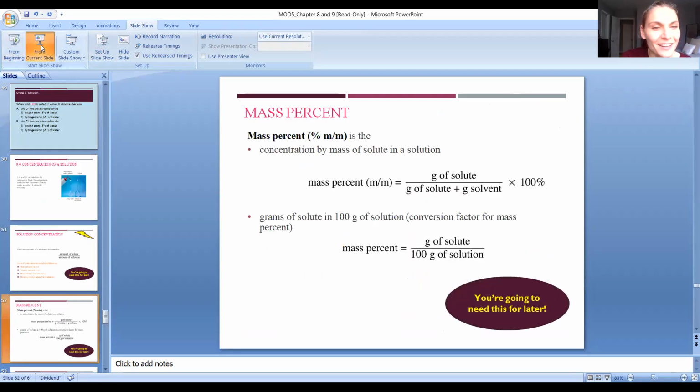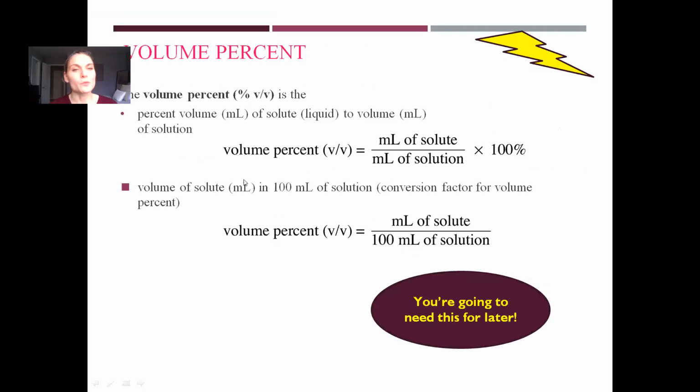Okay, there we go. All right, so now we're going to calculate volume percent. If you calculate volume percent, they're giving you the milliliters of the solute over the milliliters of the solution. For circumstances like this, you're going to assume that you have a certain amount of solute in 100 milliliters of solution as a conversion factor, because the idea would be that it would total up to be 100%.